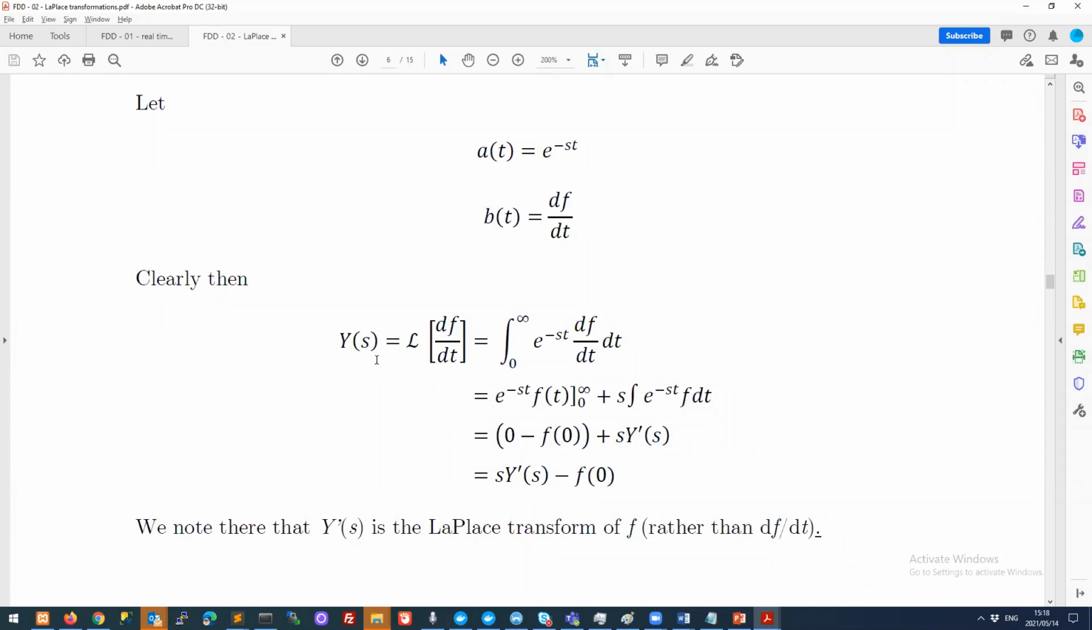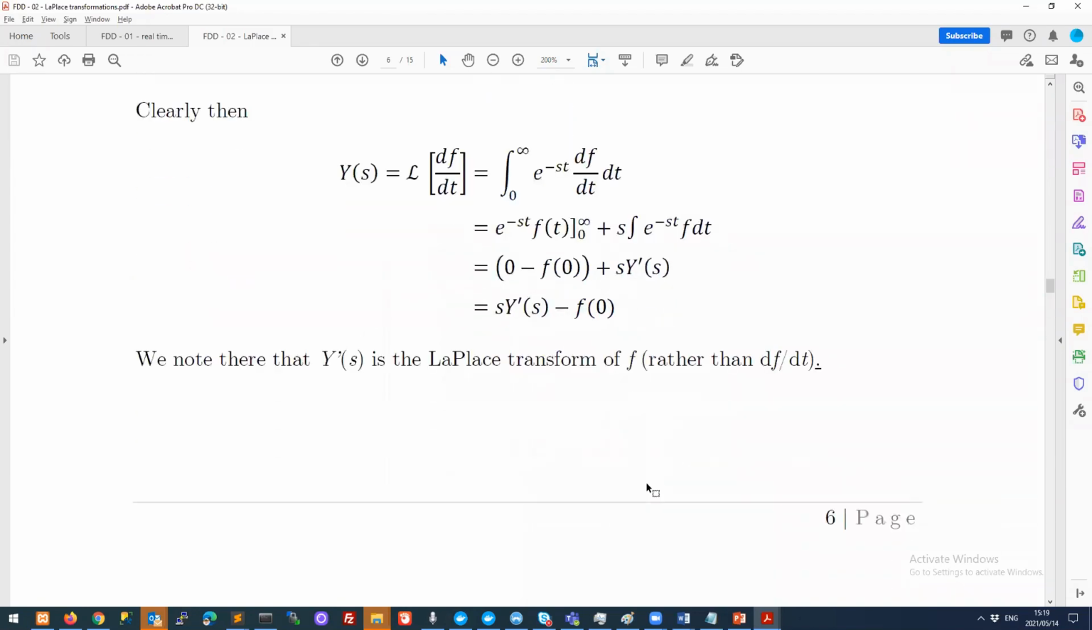We say the Laplace transform of a derivative of a function is s times the Laplace transform of the function itself minus that function evaluated at t equals 0. Right, so this is not a direct Laplace transform. This is a relationship for a derivative. And you'll see this is hugely useful.